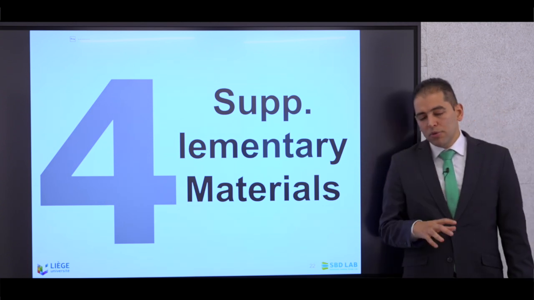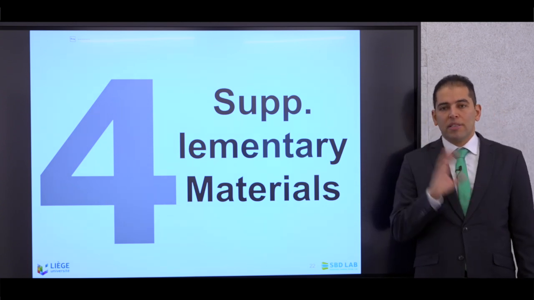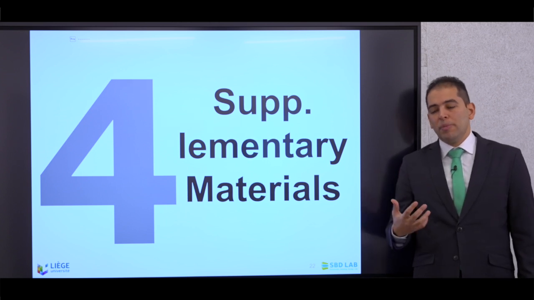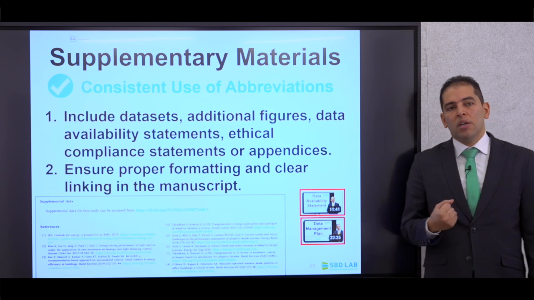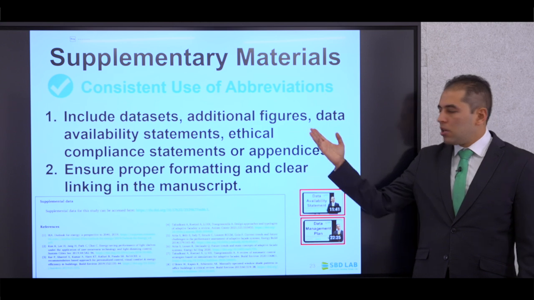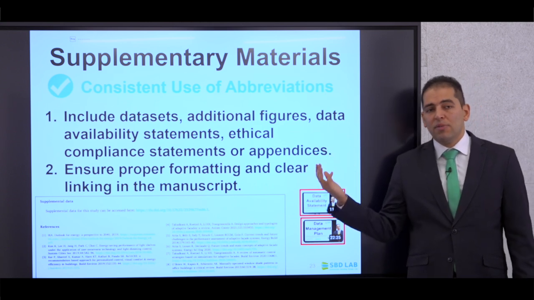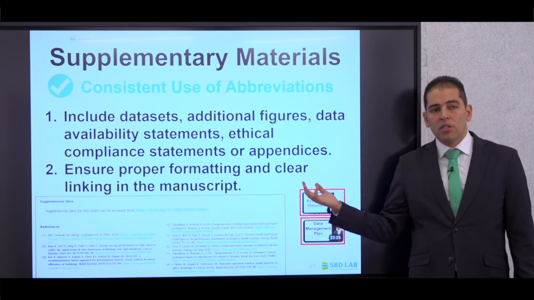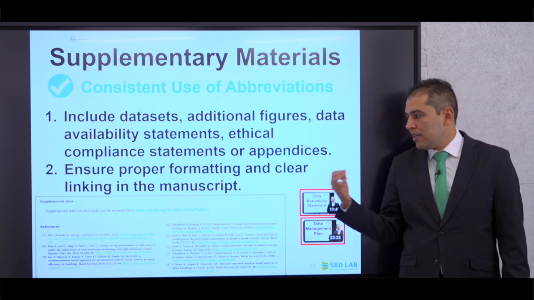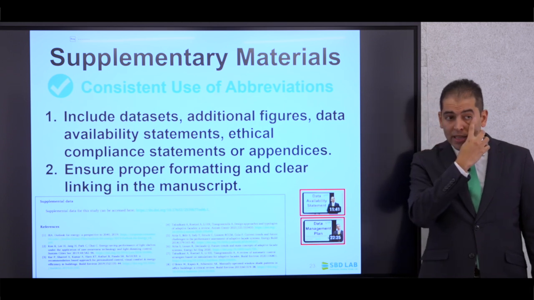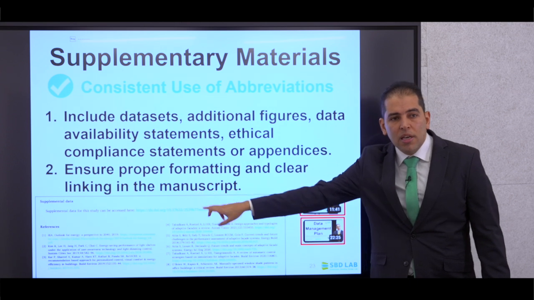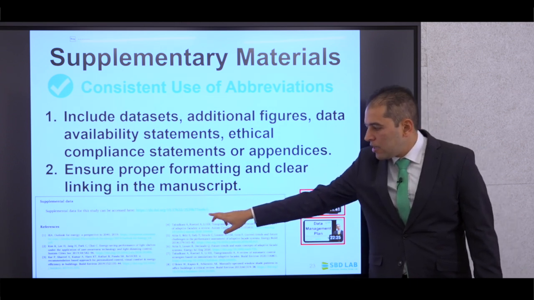Now, after discussing the equations and the text and the figures, let's move on to supplementary materials. What could be supplementary materials I need to prepare for my submission in addition to what we mentioned? Well, we need to have data sets like additional figures or data availability statements, or ethical compliance statements or appendices. So here we need to have well formatted and clear linking to the manuscript, and they normally appear at the end of the manuscript. You can see here on the left side, supplementary data. Here you can find it accessed through a link, for example.